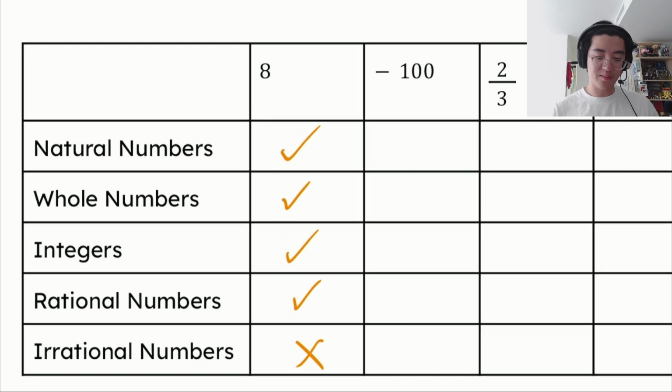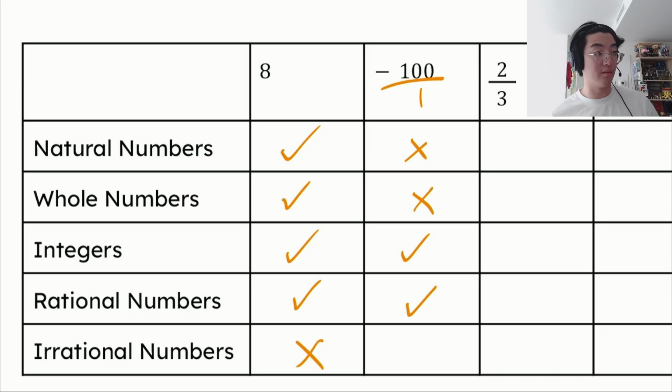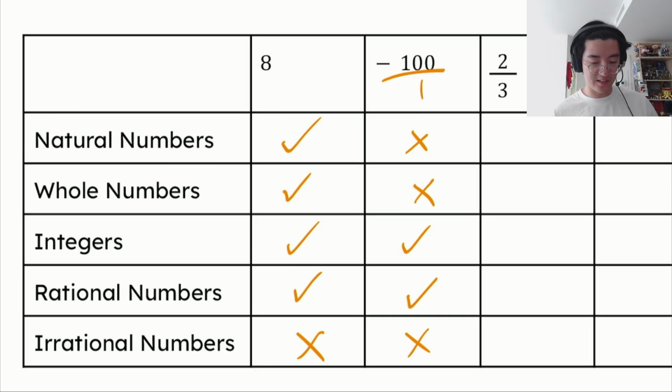-100. Natural number? Nope. It's a negative number, so it's not natural. Neither is it a whole number because it's negative. Integer, yes. It's negative with no decimal. Which means it's also rational, because -100 is just -100 over 1. That's a fraction. Not irrational.